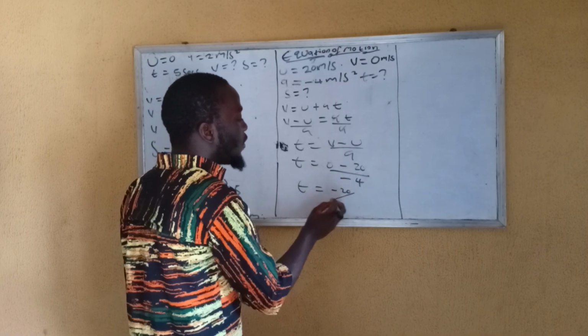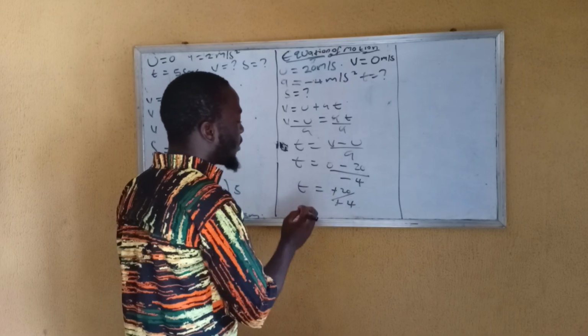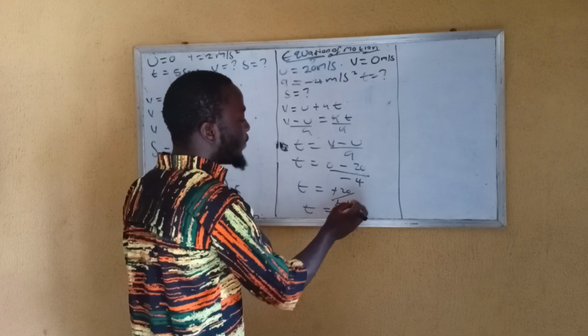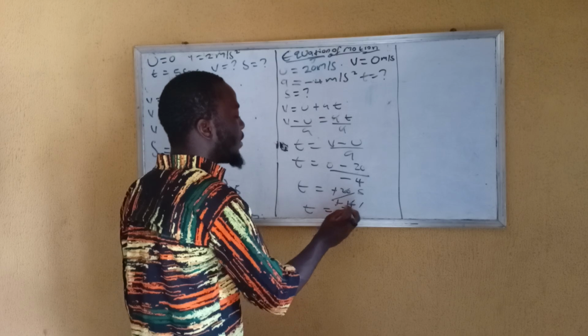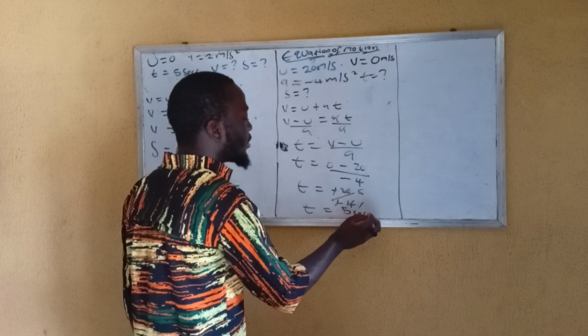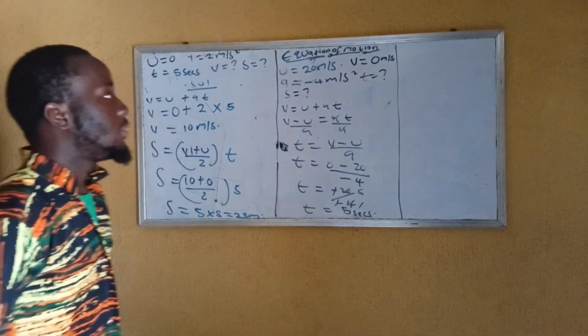So we have t is equal to minus 20 over minus 4. Minus cancels minus and becomes plus. t is equal to what? 4 in 4 goes 1, 4 in 20 goes 5. So we have 5 seconds. As simple as that. That's the equation of best fit.